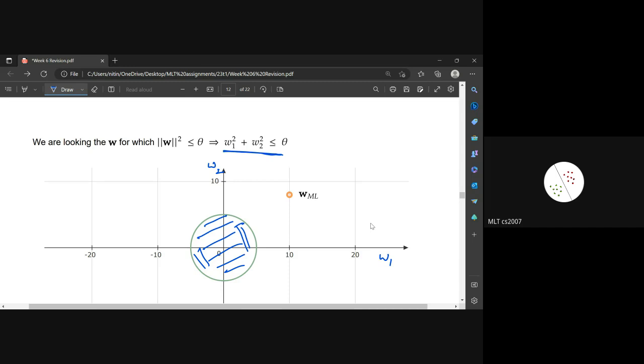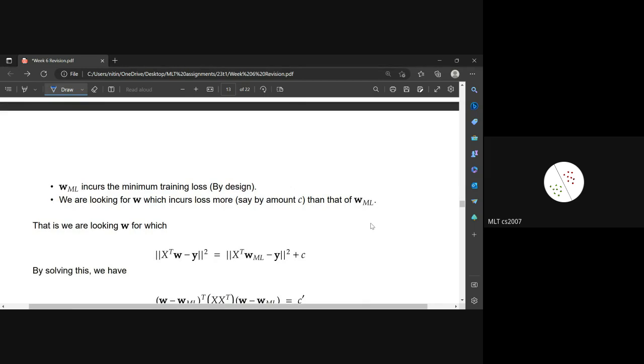Okay, so you are looking for your WMAP to be inside this, right? And let's assume your WML lies somewhere here. This is your WML. So what is WML? By design, we know that WML actually suffers the minimum training loss, right? That's why we call it WML.